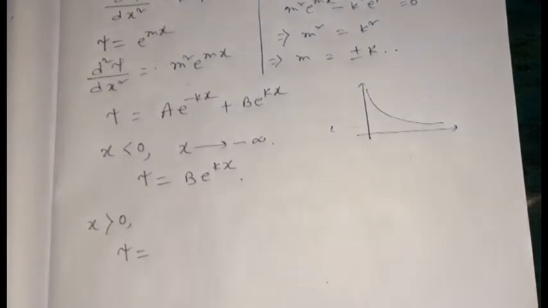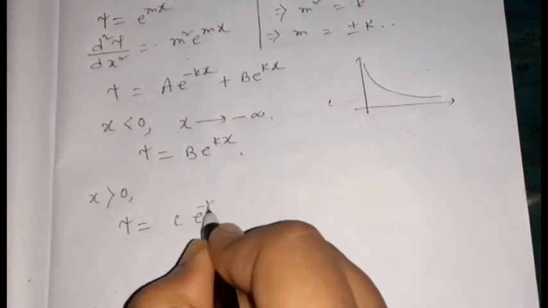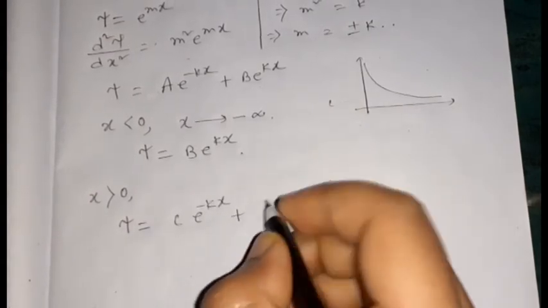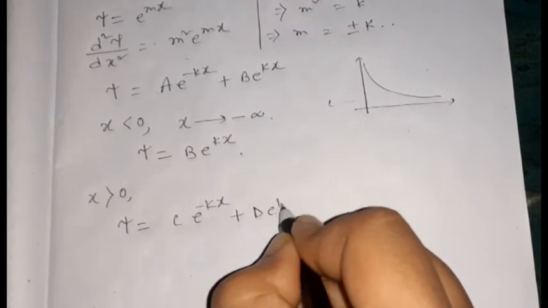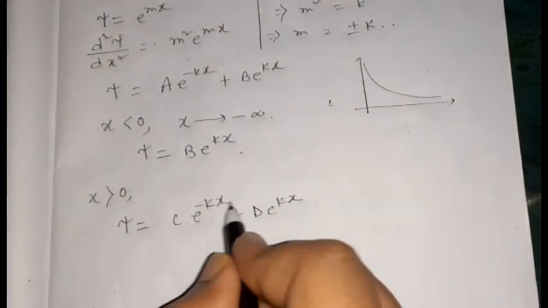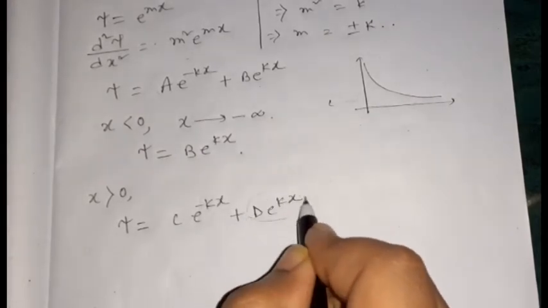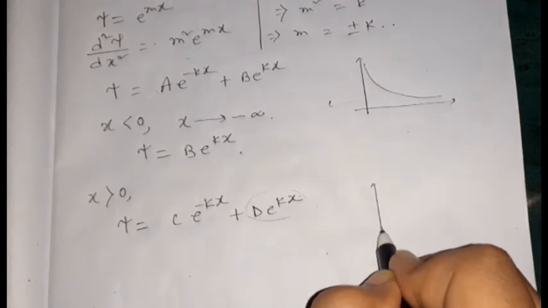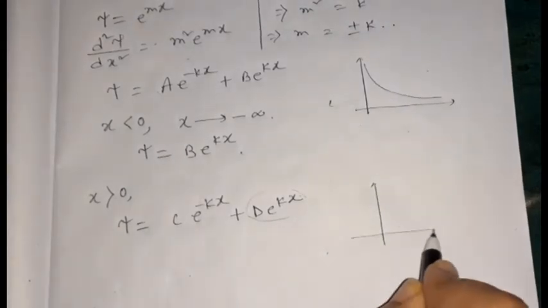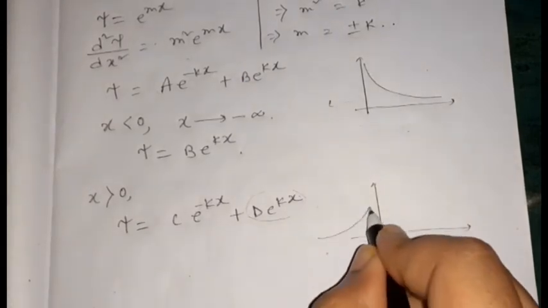We will again have the same solutions, now written with different constants. Okay, like this. Now this time, this term will blow up, and I can easily show that the curve of e to the power kx is like this.